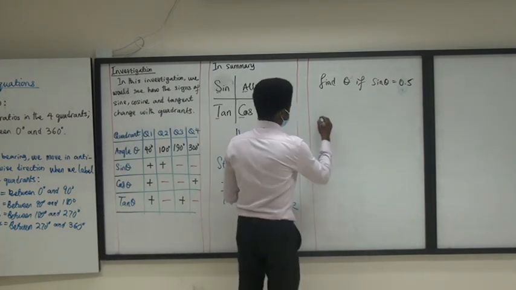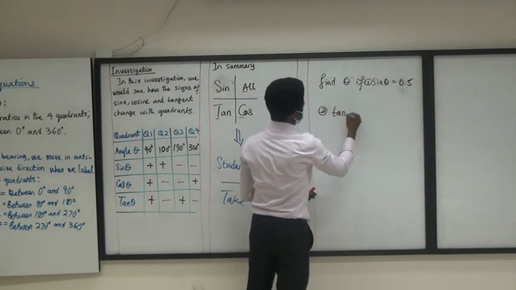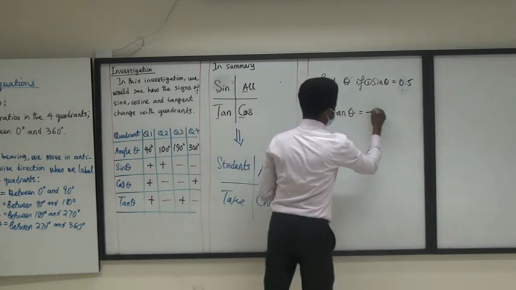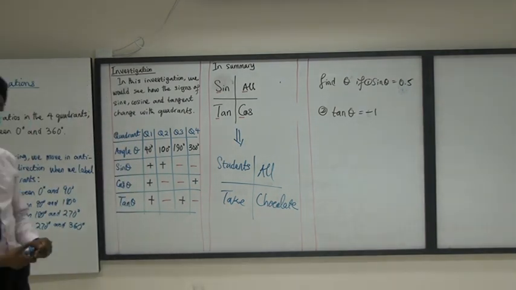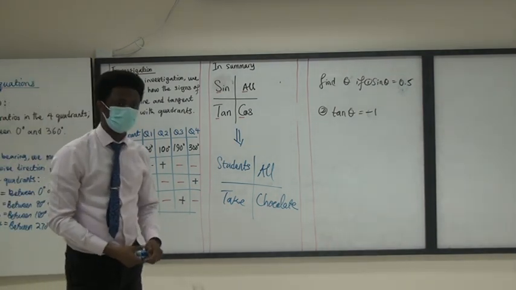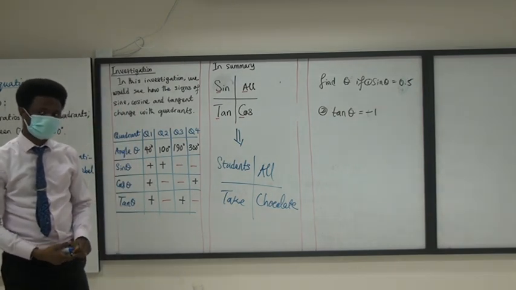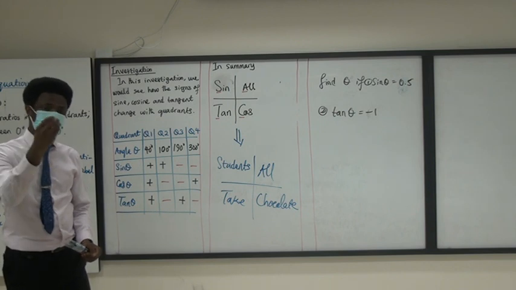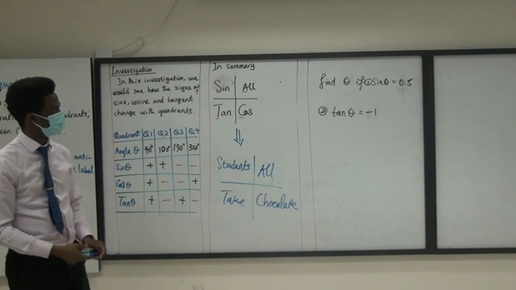Check again. Find theta if tan theta equals 1. Oh no, let's change that to negative 1. What do we have? Negative 45. What is theta, please? 135. Did you press a calculator? Don't confuse my class, John. What does your calculator show you? Negative 45. Okay.